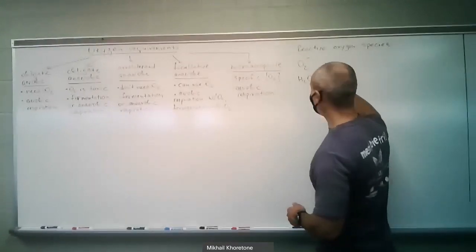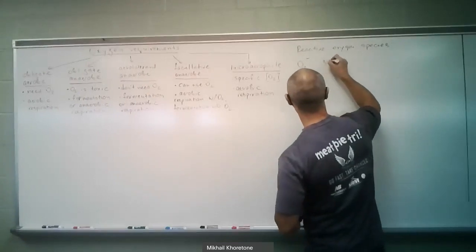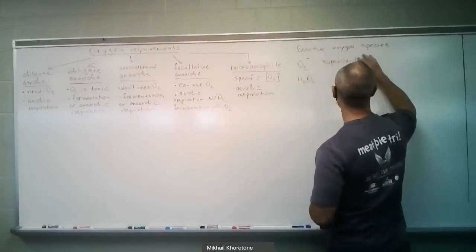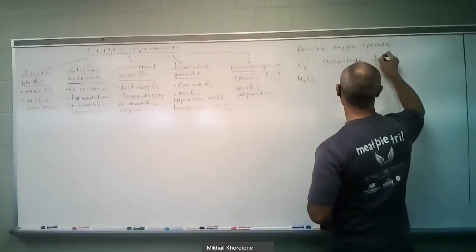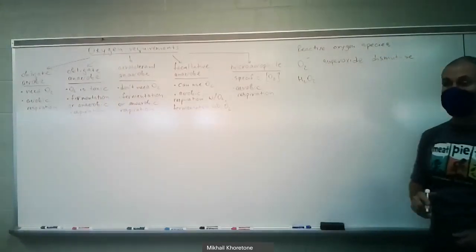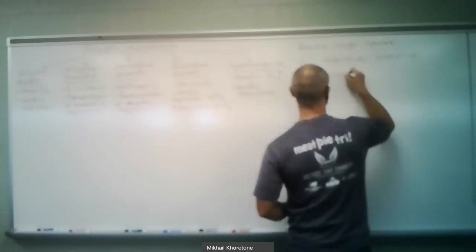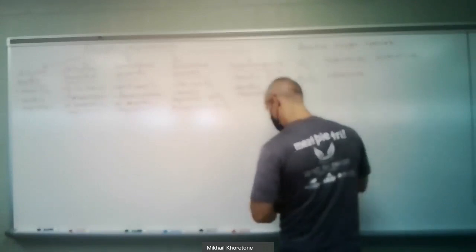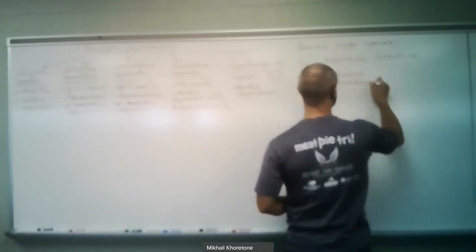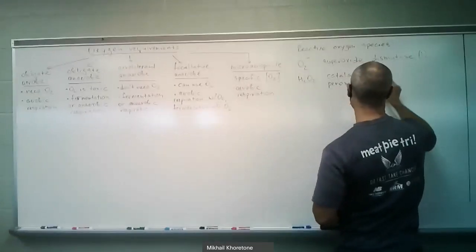The enzyme that neutralizes superoxide anion is superoxide dismutase. The enzymes used to neutralize hydrogen peroxide, two enzymes, catalase and peroxidase. I'm going to give them numbers, 1, 2, and 3.